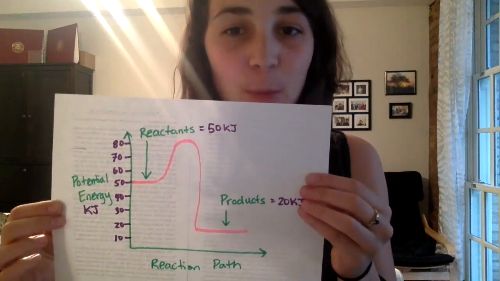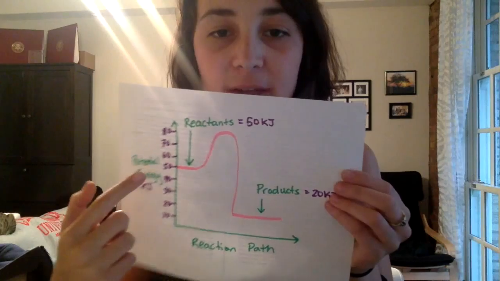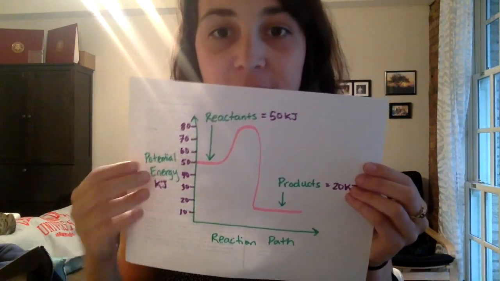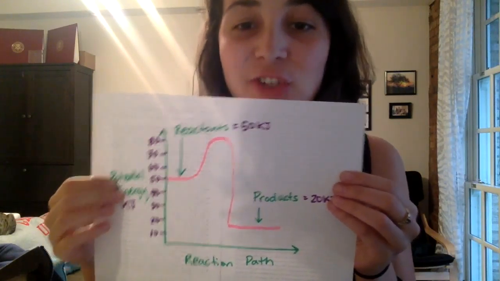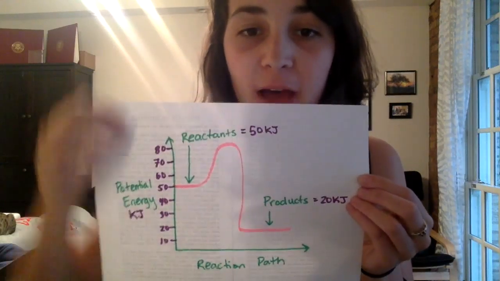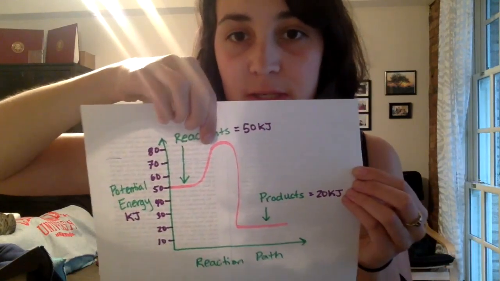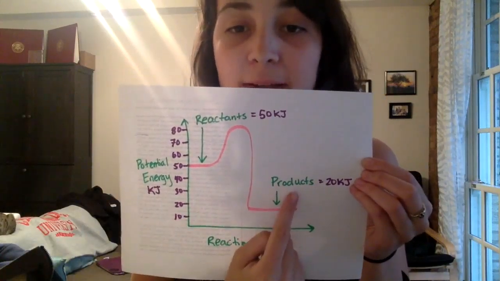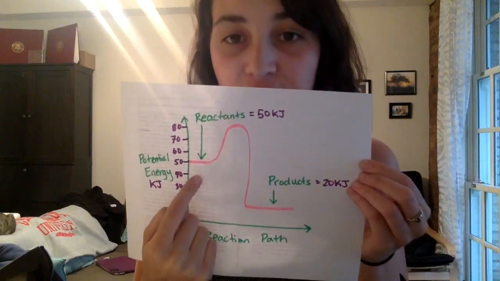Now you might be wondering why we don't just have a flat line. Why is our reaction coordinate curved like this? And really, it's curved because we often have to add energy to a reaction in order to get it started. For example, here, the highest point on our graph is about 80 kilojoules. That means that for our reactants to get to our products, we have to add some energy in order to allow that reaction to occur.